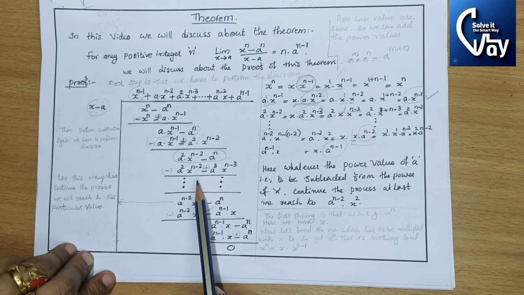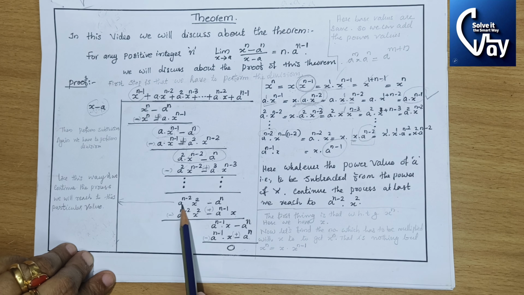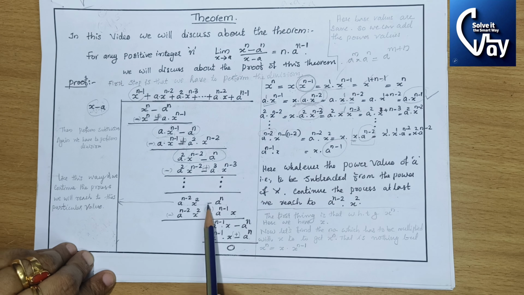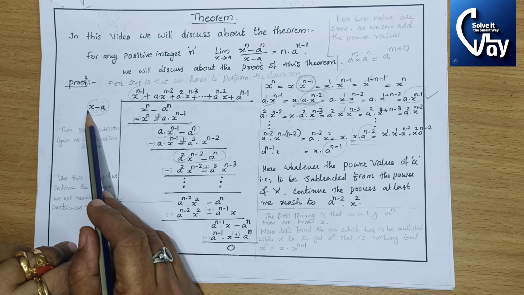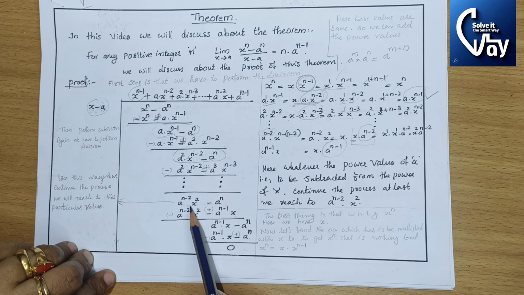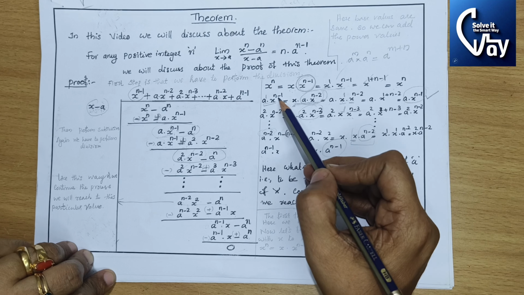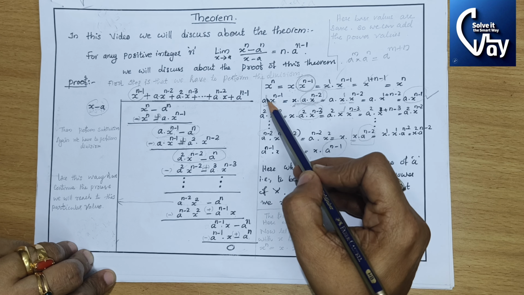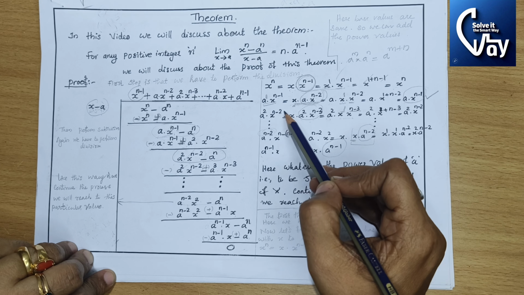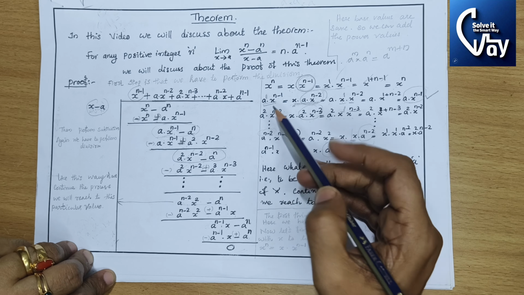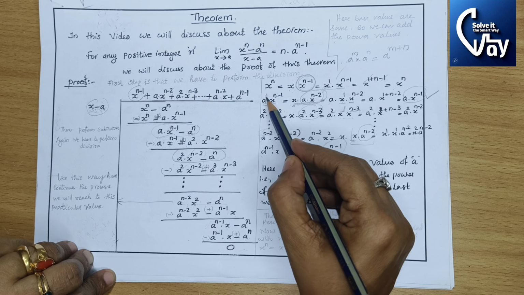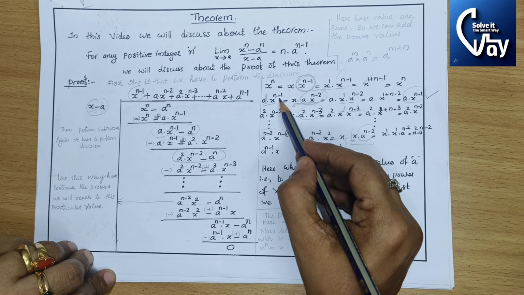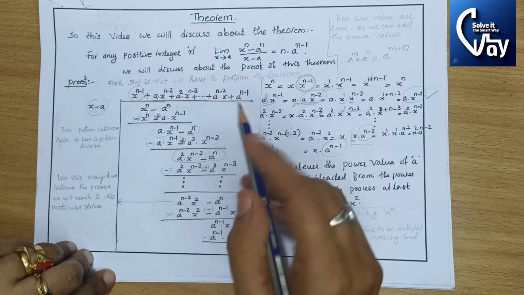Like this way, we continue the process, we will reach this particular value: a raised to n minus 2 into x square minus a raised to n. Again, we have to find the number which has to be multiplied with x to get a raised to n minus 2 into x square. Here, a raised to 1 into x raised to n minus 1, power of a is 1. a square into x raised to n minus 2, power of a is 2. So whatever be the power value of a, that has to be subtracted from the power of x.